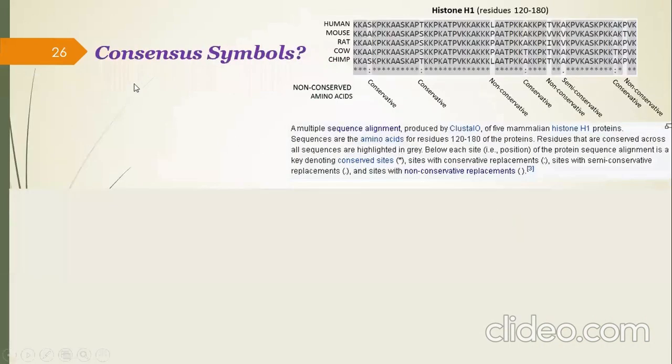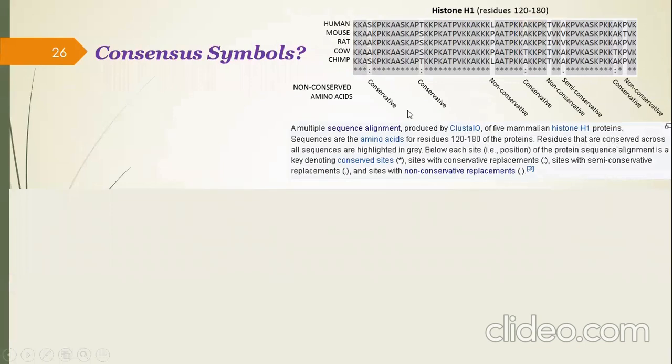Okay, so consensus symbols are there. These are known as consensus symbols: the asterisk, the colon, the sign with no mark, and the dot. These are multiple sequence alignments produced by Clustal Omega of 5 mammalian histone H1 proteins. So there are 5 histone proteins, and they are all mammalian histone H1 proteins.